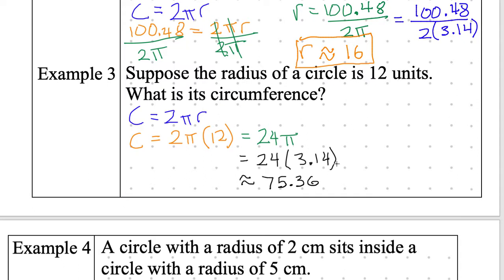Oh, our units are units. Okay, so just units, not units squared. Units squared is reserved only for area. Circumference is just units, just a length. Box it.